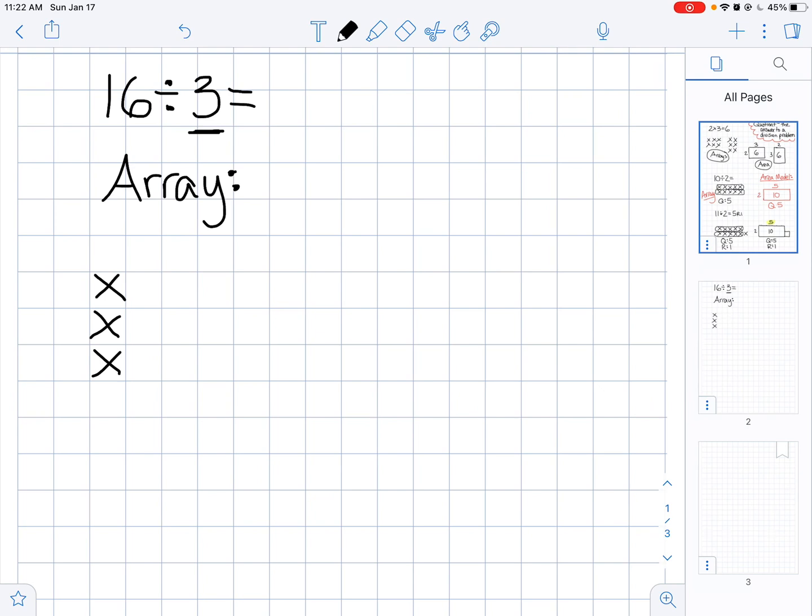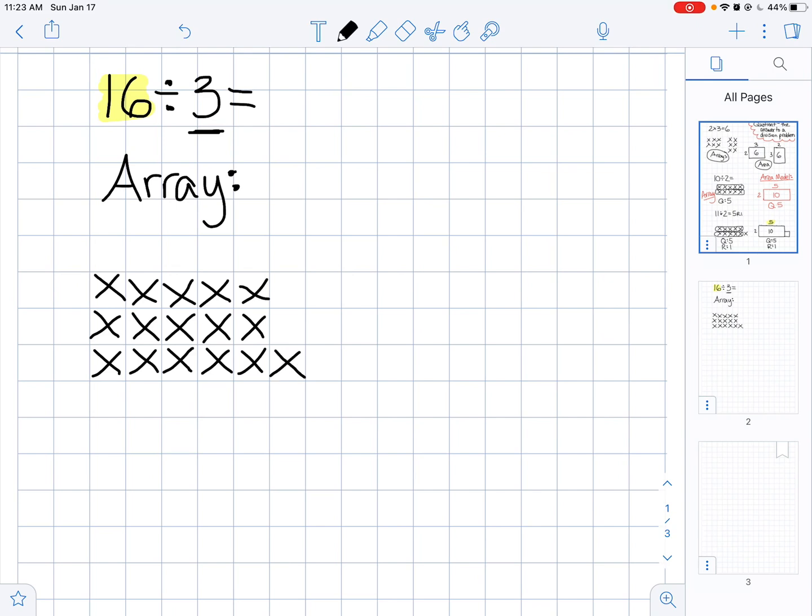Now I have to get as close to 16 as possible, so I'm going to start counting by 3s. There's my 3, 6, 9, I can still do more 3s, 12, 15, and I know I can't get another 3 in. If I do 3 more, it's going to make 18. That's too much, keeping an eye on what our total number is here. So I'm going to have 15 here, and I have 1 extra for 16.